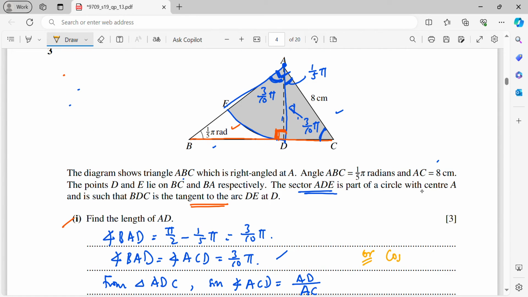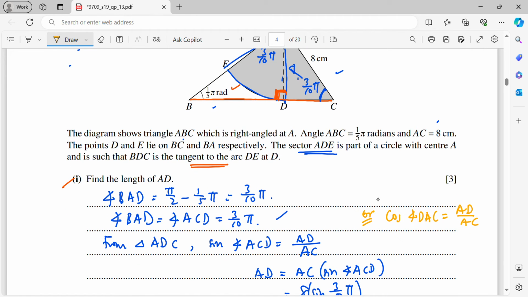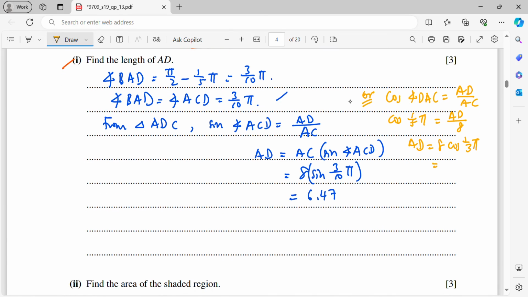Alright, so another option is cos angle DAC, that is AD over AC. So this angle DAC is basically 1 over 5 pi, because that is another 90 degrees right angle triangle. So therefore you get cos 1 over 5 pi equals AD over 8, and then you will be getting the same answer.